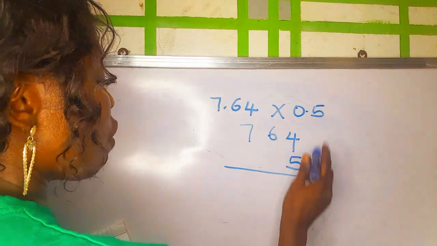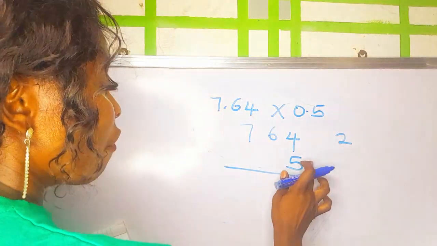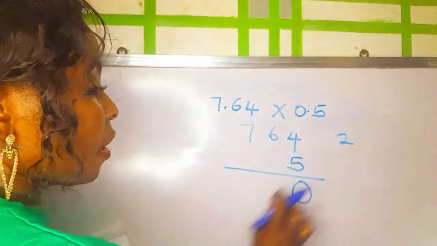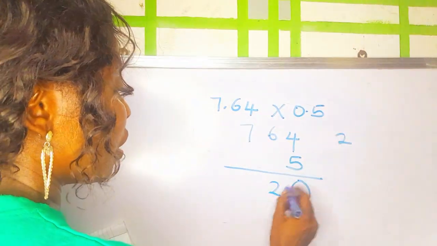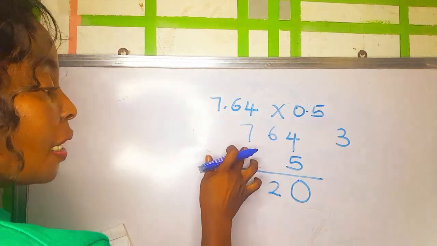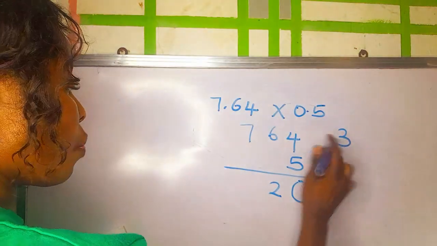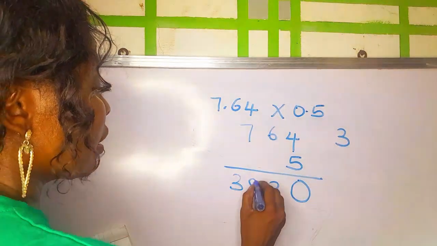5 times 4 is 20. So I'm going to put down 0 and carry 2. 5 times 6 is 30, plus 2, it gives us 32. I'm going to carry 3. 5 times 7 is 35. 35 plus this 3 that we have will give us 38.